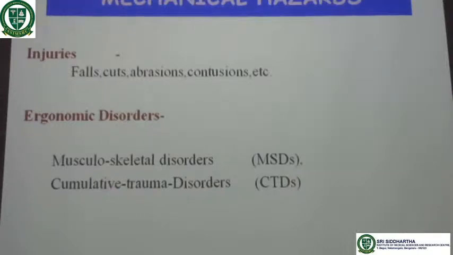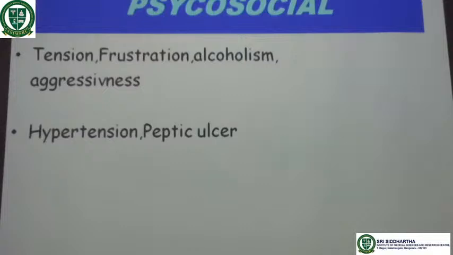Injuries like falls, cuts, abrasions, and contusions are very, very common, and ergonomic disorders, remember this, musculoskeletal disorders, MSDs, and cumulative trauma disorders, that is CTDs. This is an important aspect when you think about occupational health, and you need to remember the psychosocial aspect. This is very, very important. Mental health and mental disorders play a very, very important role in occupational health.